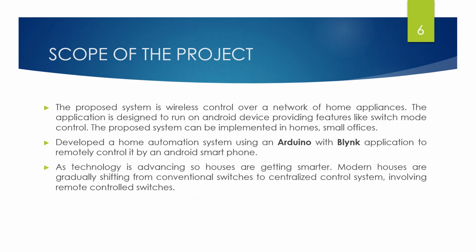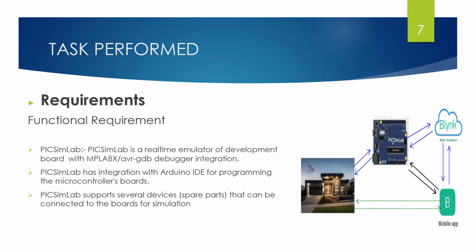The scope of the project is that the proposed system is wireless control over a network of home appliances. The application is designed to run on an Android device, providing features like switch mode control. The proposed system can be implemented in homes and small offices. We developed a home automation system using an Arduino with the Blynk application to remotely control it by an Android smartphone. As technology is advancing, houses are getting smarter. Modern houses are gradually shifting from conventional switches to centralized control systems involving remote control switches.